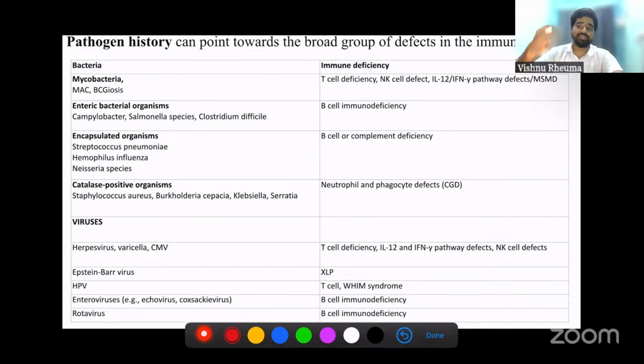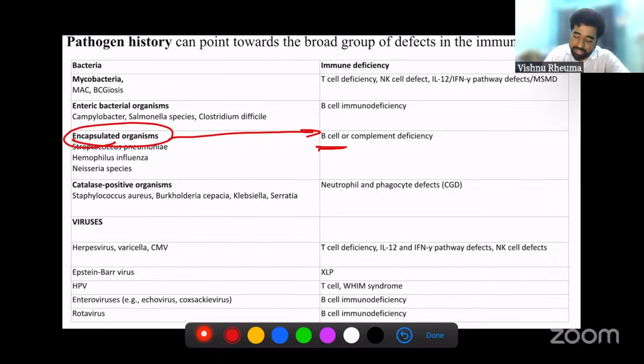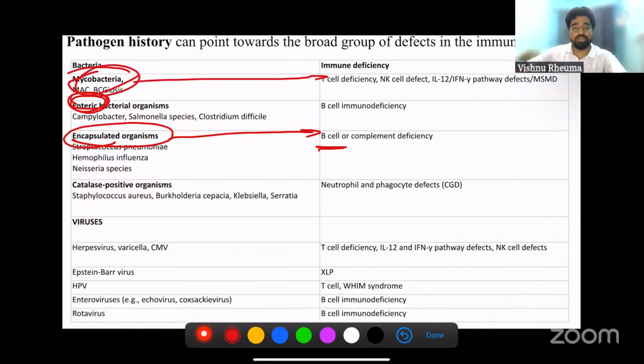And the other way is that you found an infection in an already existing probable PID. A patient is having recurrent infections. You have not diagnosed the patient yet, but now he is presenting with something like an encapsulated organism infection. Then you can consider mostly it will be B cell or sometimes maybe even complement. If the patient is presenting with enteric, again it will be B cell, enteroviruses, B cell infection. Atypical mycobacteria, TB, again mostly T cell defect or NK cell defect, or there will be one gamma interferon.